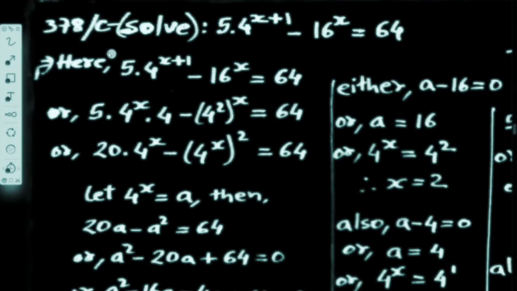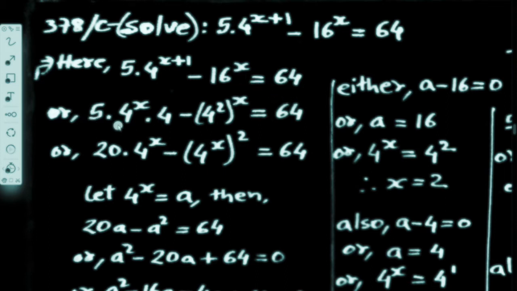Next problem of the equation chapter. Given here, problem number 378 by C. Solve. Our given question is 5 into 4 power x plus 1 minus 16 power x equals 64. Now this is our equation. From this equation we should get the value of x. As usual, 5 into 4 power x plus 1 minus 16 power x equals 64.